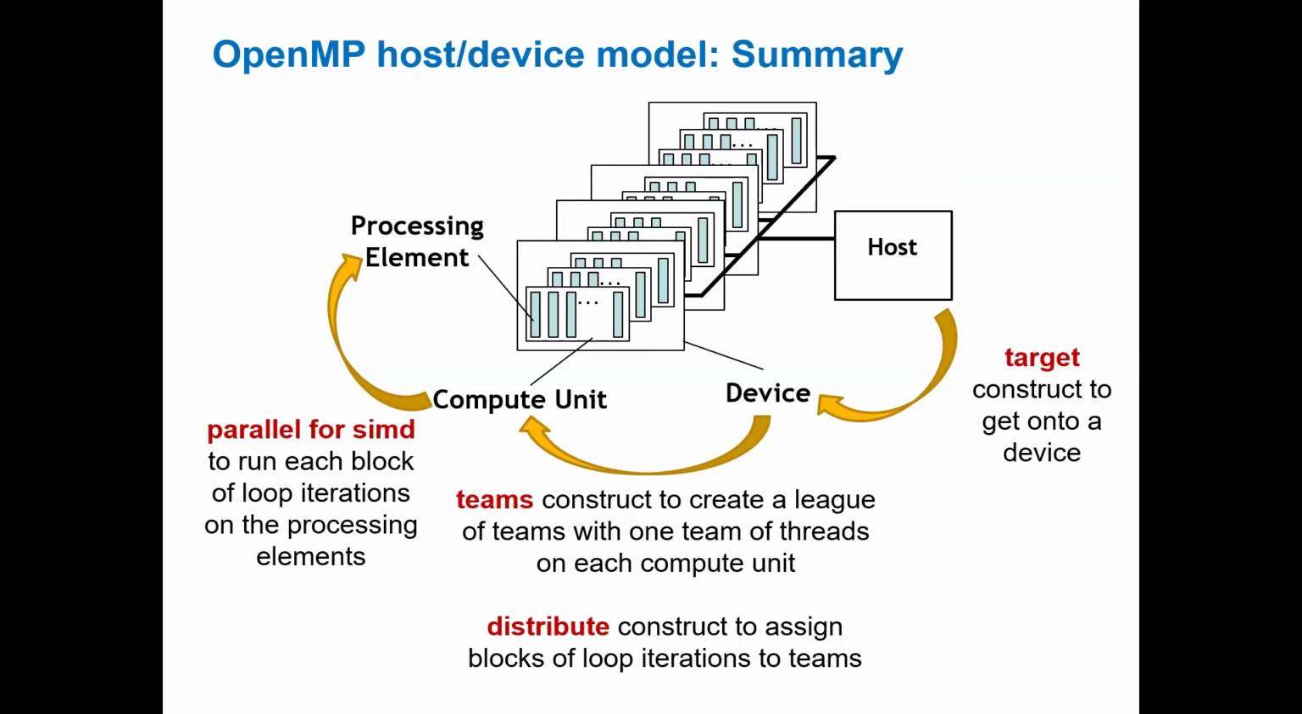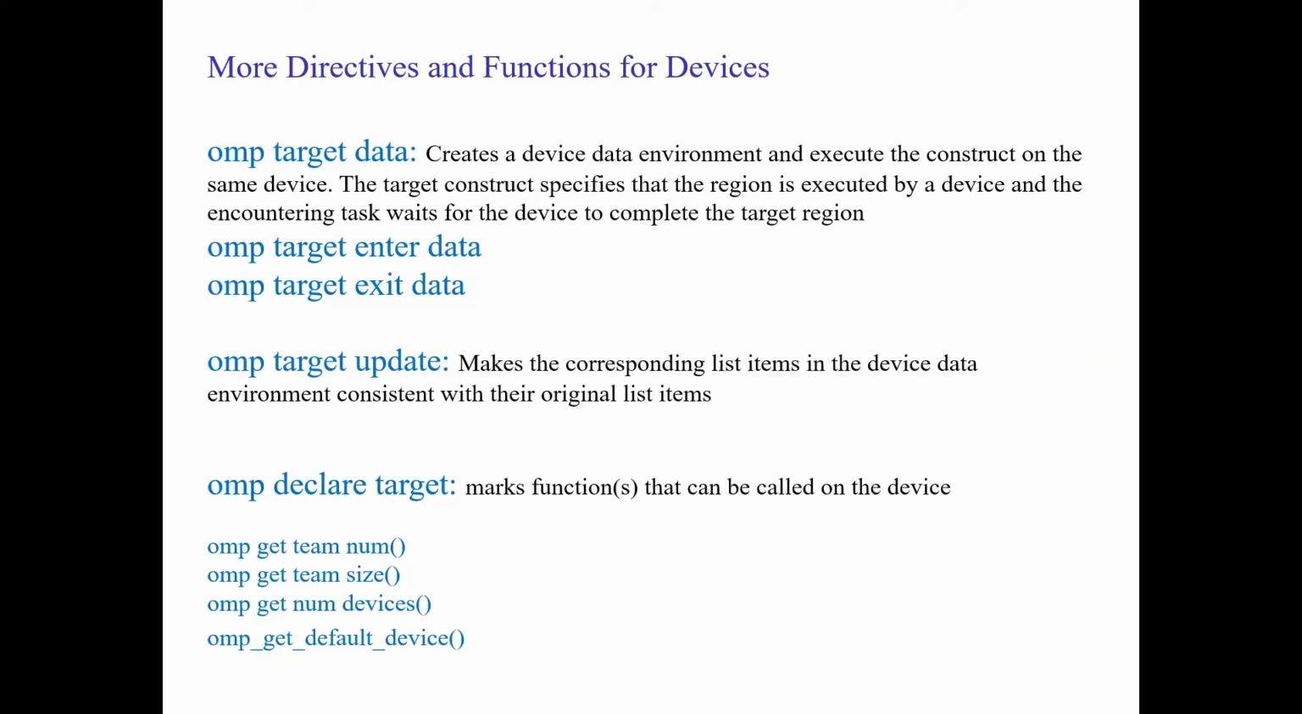For OpenMP to program the constructs on GPUs, in the OpenMP 5.0, 5.1, 5.4 specifications, OpenMP adds more advanced functions and constructs for more practical programming as well. One of them is more control over data. Say they have target data, which creates a device data environment and executes the construct on the same device. The target construct specifies that the region is executed by a device, and the encountering task waits for the device to complete.